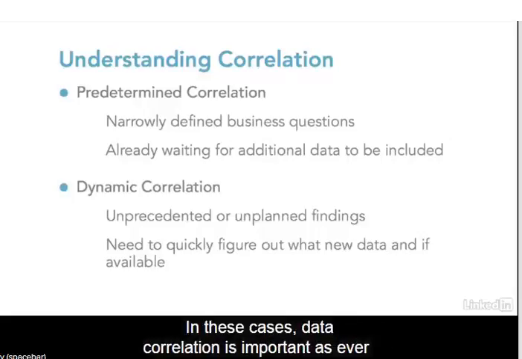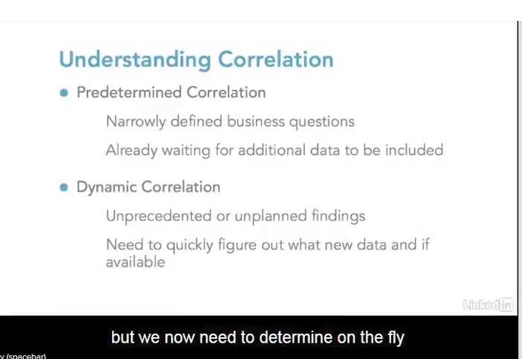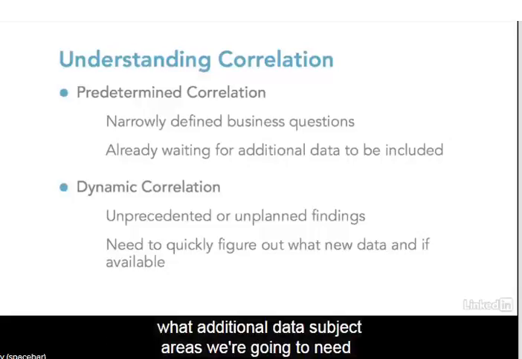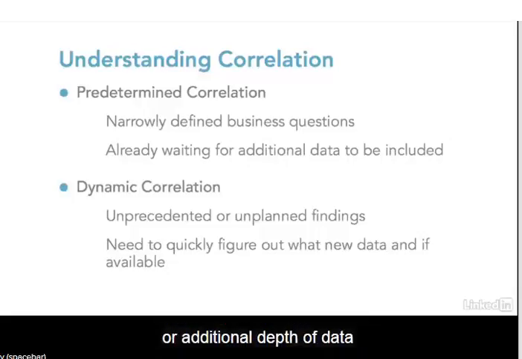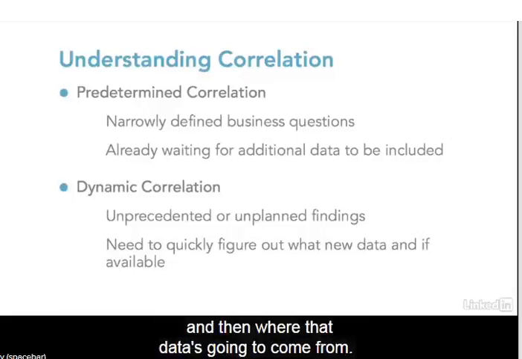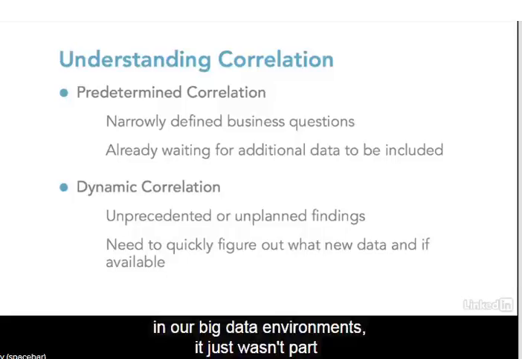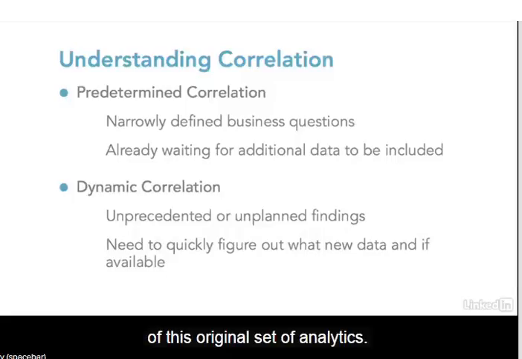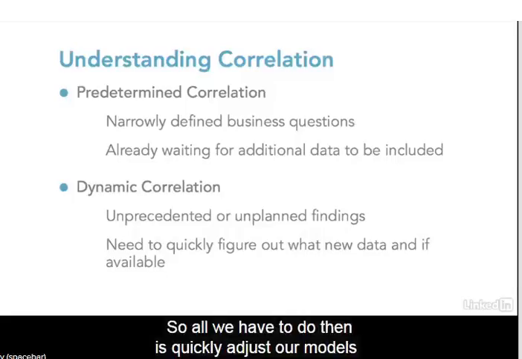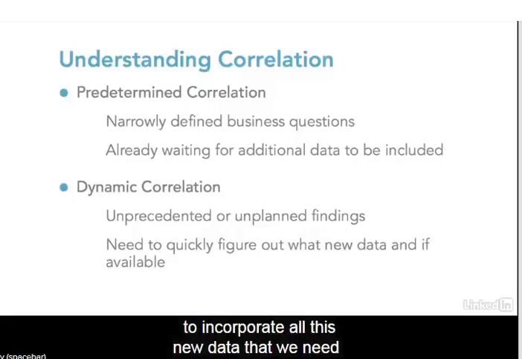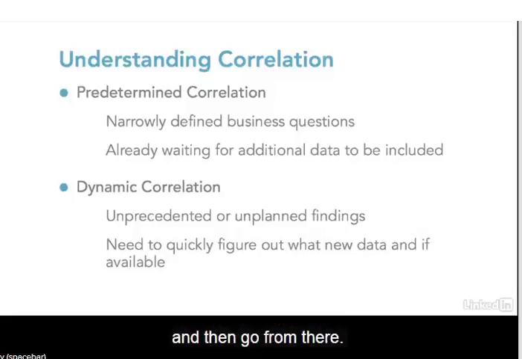In these cases, data correlation is as important as ever, but we now need to determine on the fly what additional data subject areas we're going to need or additional depth to data, and then where that data is going to come from. Sometimes the new data might actually already be available in our big data environments. It just wasn't part of this original set of analytics. So all we have to do then is quickly adjust our models to incorporate all this new data that we need and then go from there.